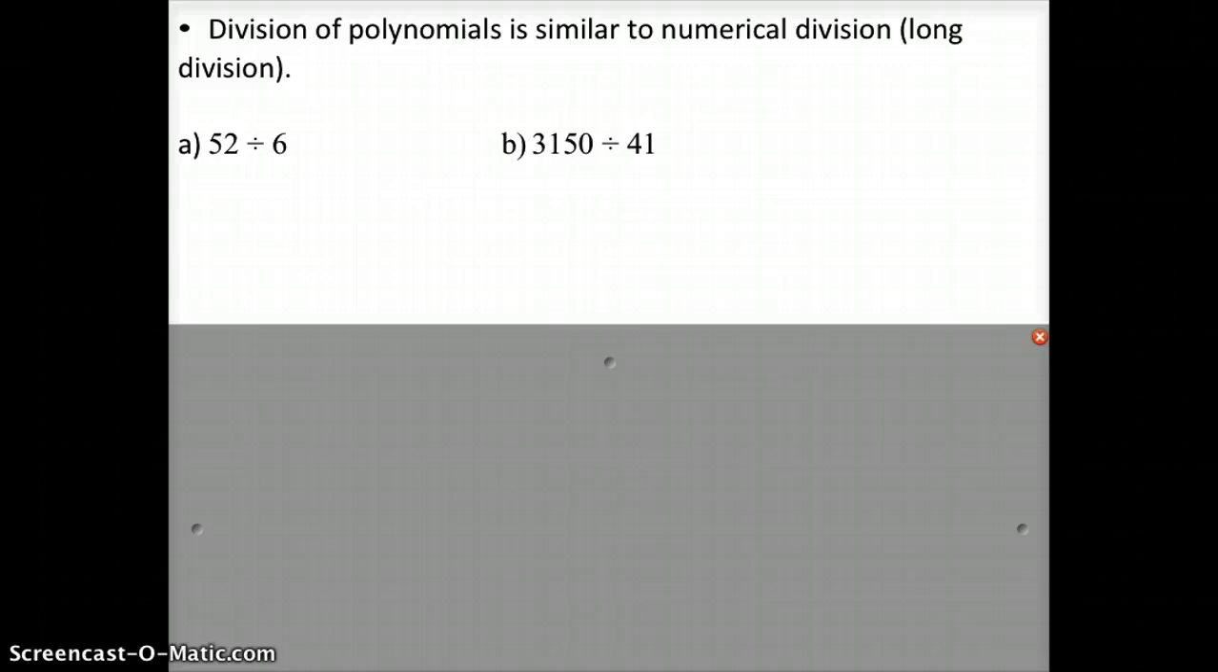So 52 divided by 6. I just want you to remember how to long divide. So you're going 6 into 52. Remember, you're looking at each part first. Does 6 go into 5? No, so then you check 6 into 52. Yes, it goes in 8 times. 8 times 6 is 48. So you write the 48 underneath and then you subtract. 52 minus 48 is 4.